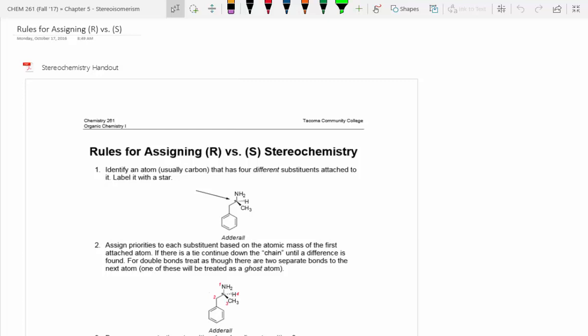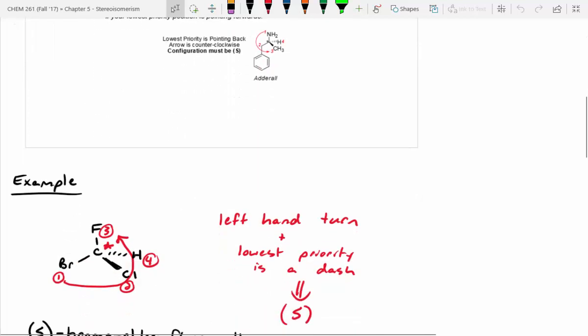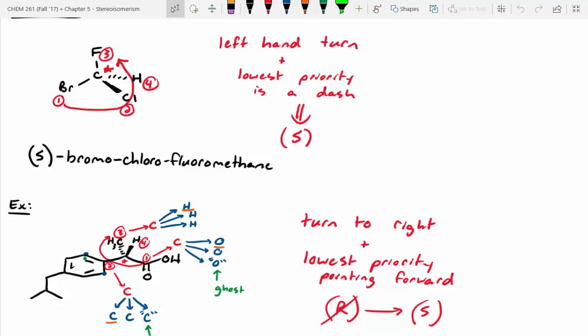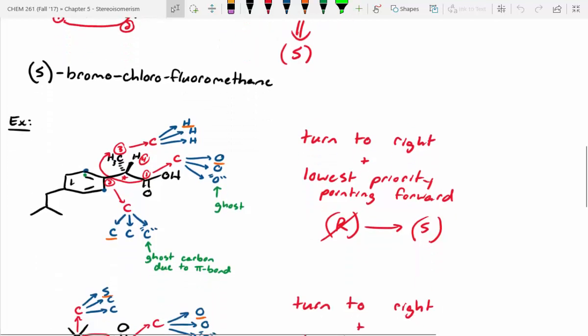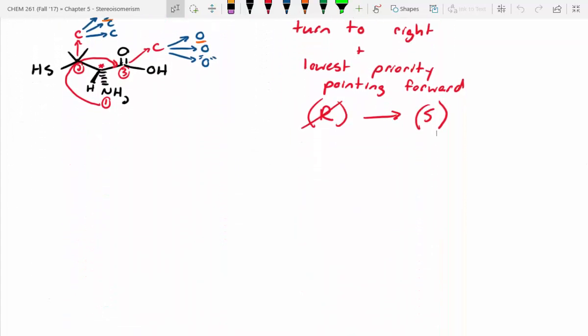All right, so yesterday we ended talking about designating R or S for stereocenters, and I gave you guys a bunch of rules, and we talked about that left-handed turn being an S as long as your lowest priority is pointed backwards, and then R would be if you're doing a right-hand turn and your lowest priority is pointed backwards. So we went through a few examples of these with tiebreaker situations, but I wanted to give you guys another challenge example.